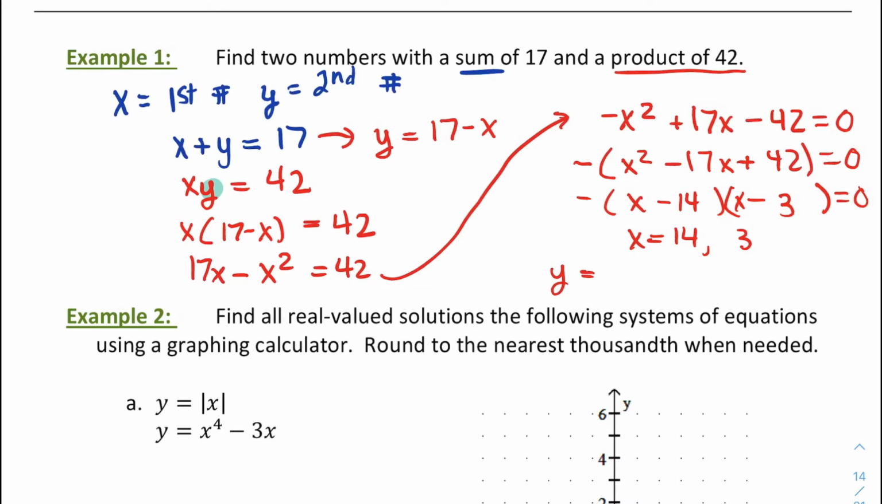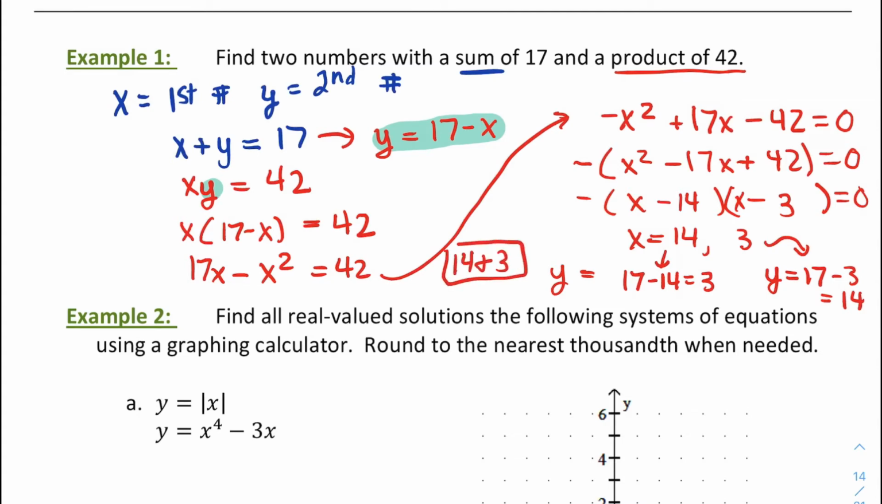So really that's x, and y is, if you go back to your equation, 17 minus that. So if x is 14, that means your second number, y, is going to be 3. And if you go with your other x value, you'll have 17 minus 3 is 14. So in either case this time, but not always, your solutions are 14 and 3.